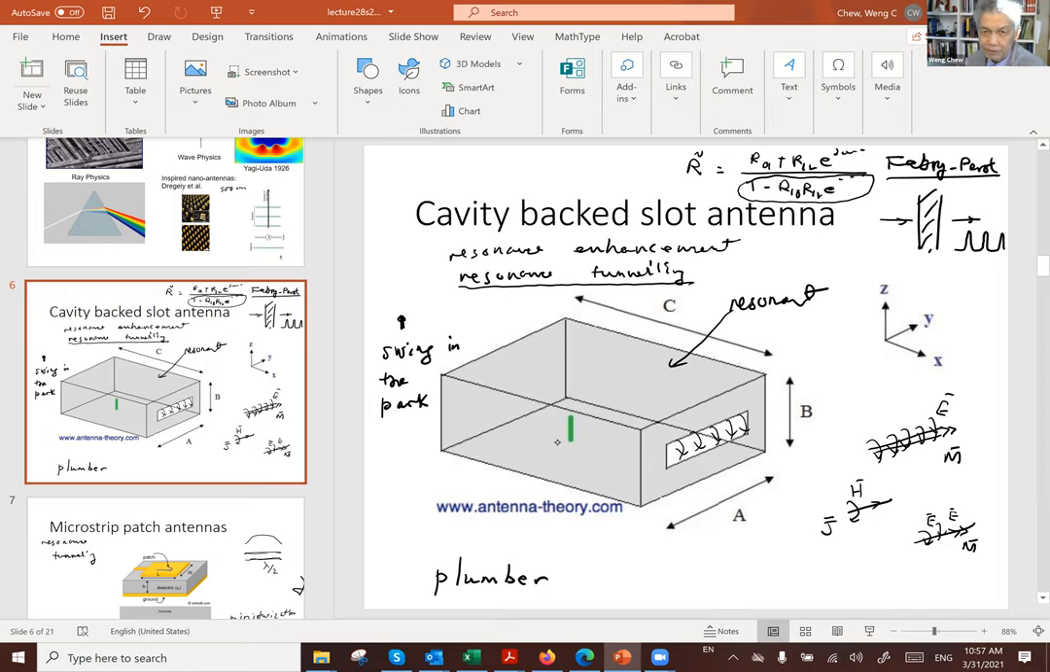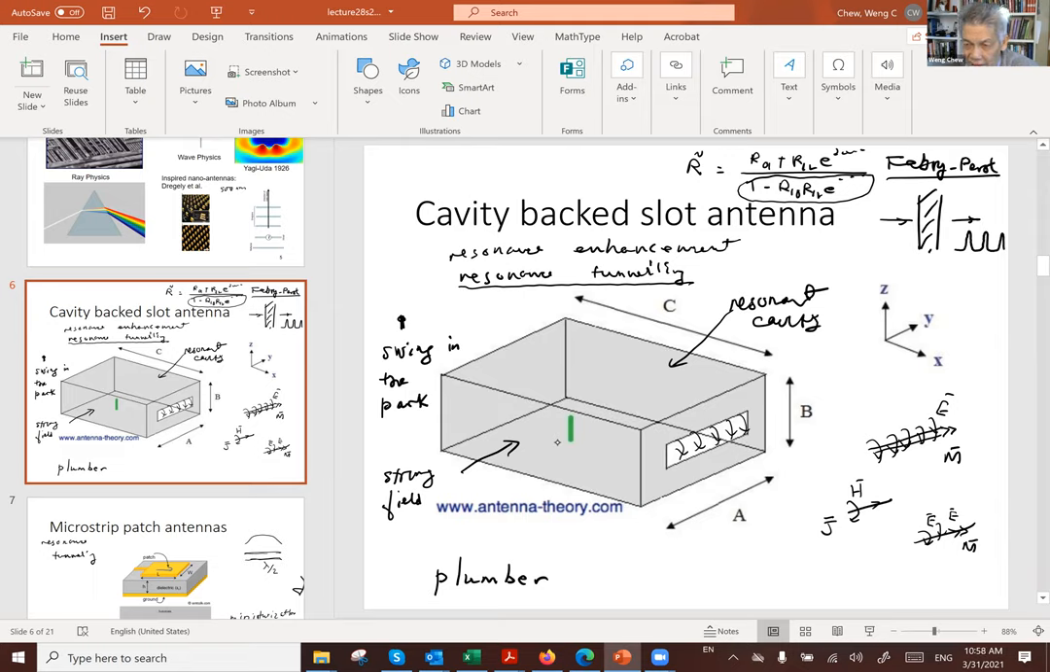And similarly, if you put a dipole source inside this cavity, and if you operate near the resonance frequency of the cavity, a very strong field would build up inside this cavity. If you open the slot on the side of this antenna, you can see that the slot starts to radiate, and radiates quite efficiently because of the strong field inside. You will have a strong field due to resonance tunneling.